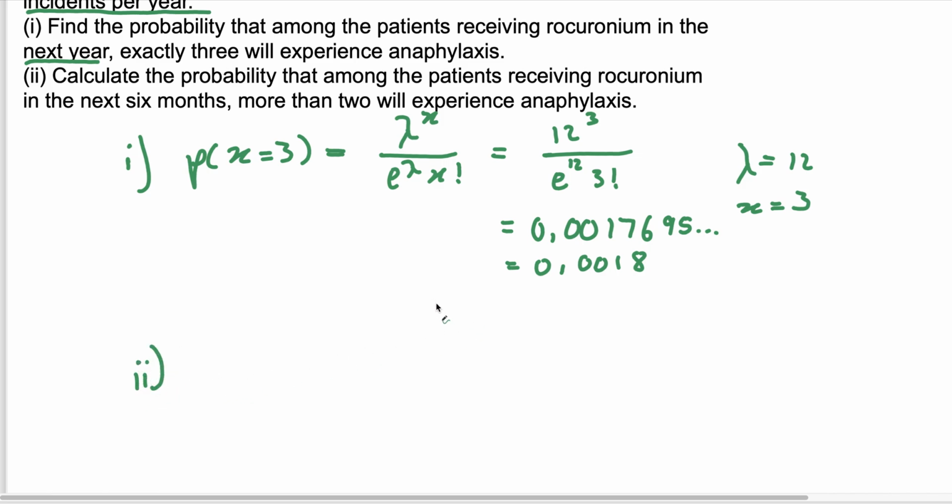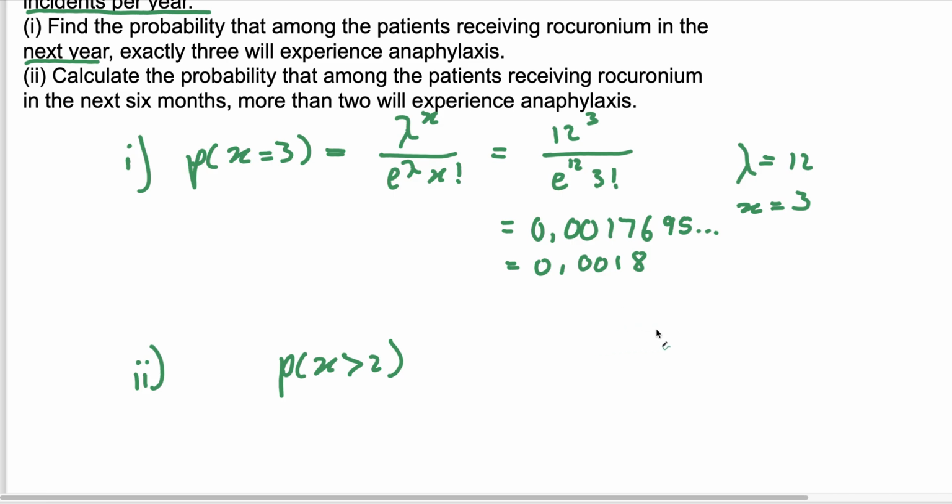they say calculate the probability that among the patients receiving a roconium, sorry, is it roconium? I don't know if I'm spelling that correctly, but anyway, in the next 6 months, more than 2 will experience that one. So you're looking at more than 2, not 2, but more than 2. So 2 is not included. So it's x greater than 2.